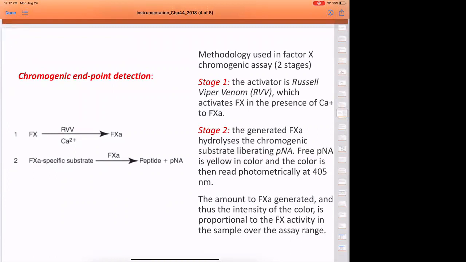This is an example of chromogenic testing using the factor 10 assay as a direct chromogenic assay. So you have the factor 10 chromogenic assay being done here in two different stages. Stage 1 is the activator, Russell viper venom, RVV, which activates factor 10 in the presence of calcium to activated factor 10. In stage 2, the generated activated factor 10 hydrolyzes the chromogenic substrate, liberating PNA. Free PNA is yellow in color, and the color is then read photometrically at 405 nanometers. The amount of activated factor 10 generated, and thus the intensity of the color, is proportional to the factor 10 activity in the sample over the assay range.